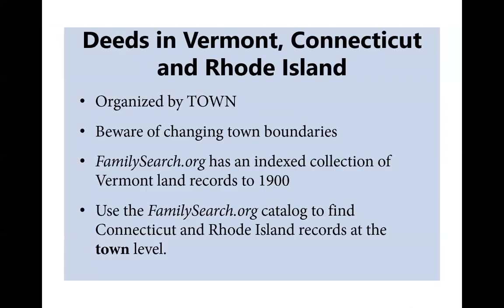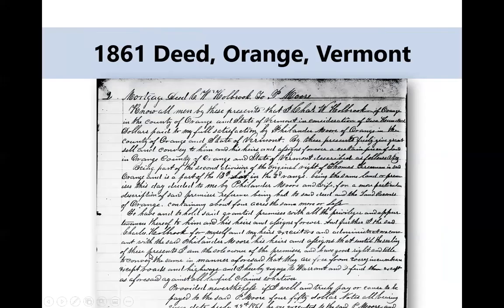Now, deeds in Vermont, Connecticut, and Rhode Island are organized by town. As always, be aware of changing boundaries. For Vermont, FamilySearch has a wonderful indexed collection. For the other two states, you will need to use the FamilySearch catalog to find records at the town level. So here is an example of a deed from the town of Orange in the county of Orange in Vermont, from Charles W. Holbrook to Philander Morse.